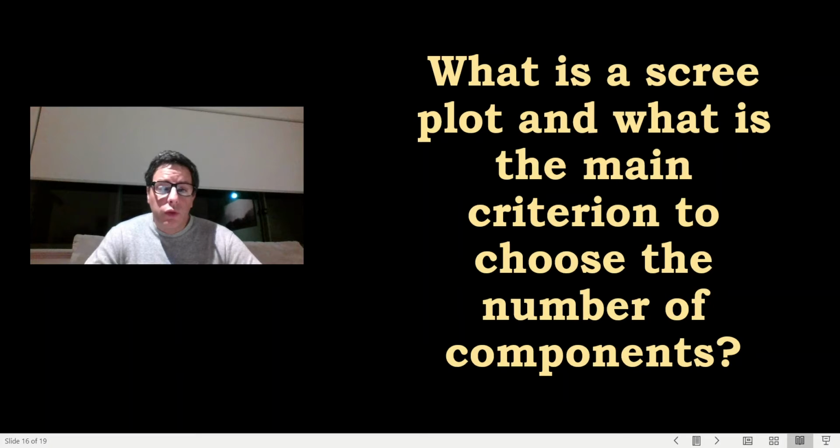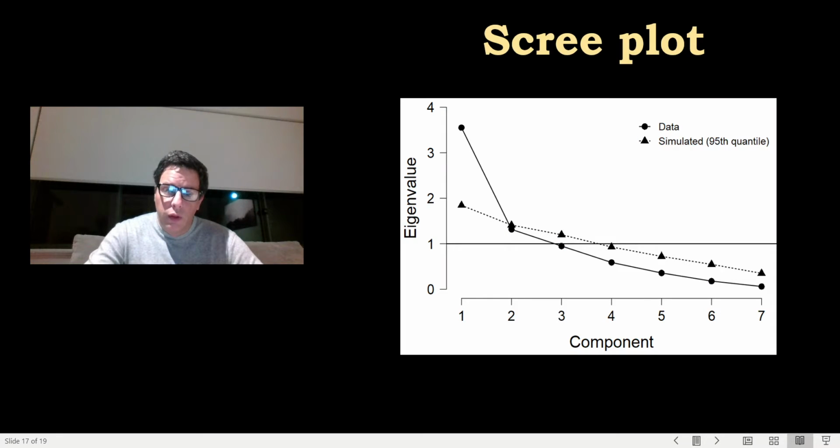Next question is, what is a scree plot, and what is the main criterion to choose the number of components? So a scree plot looks like this. We've got the eigenvalue score and the components. And it's always like this. The first component has the highest eigenvalue, the second has the second eigenvalue, and the third, and so on and so forth.